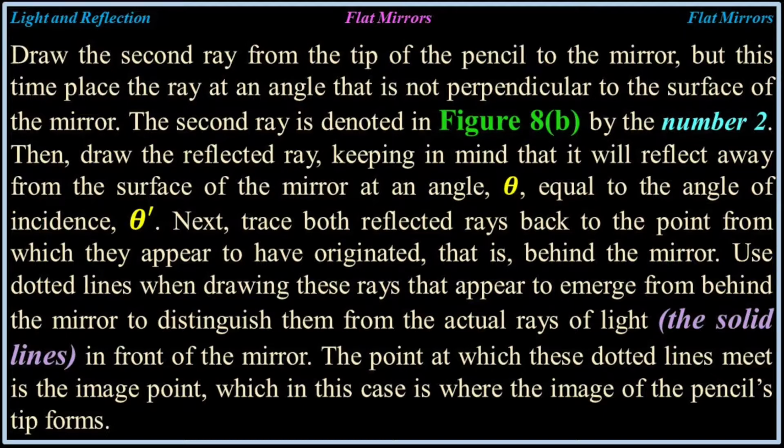Next, trace both reflected rays back to the point from which they appear to have originated, that is, behind the mirror. Use dotted lines when drawing these rays that appear to emerge from behind the mirror to distinguish them from the actual rays, the solid lines in front of the mirror. The point at which these dotted lines meet is the image point, which in this case is where the image of the pencil's tip forms.